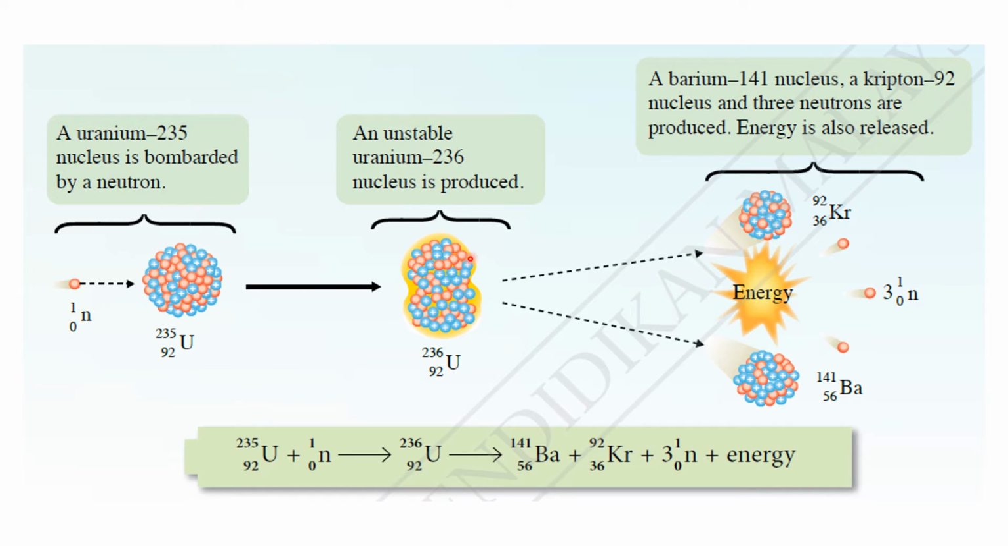And then, a barium-141 nucleus and a krypton-92 nucleus and 3 neutrons are produced. And not to forget, energy is also released over here. So, this is the process.